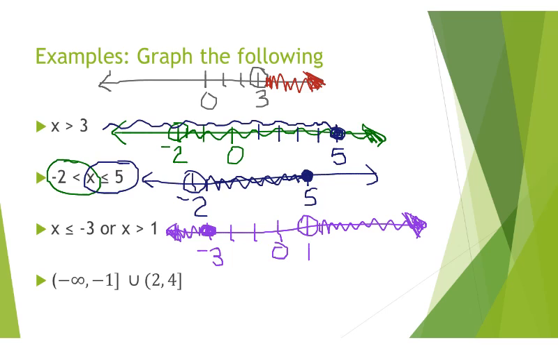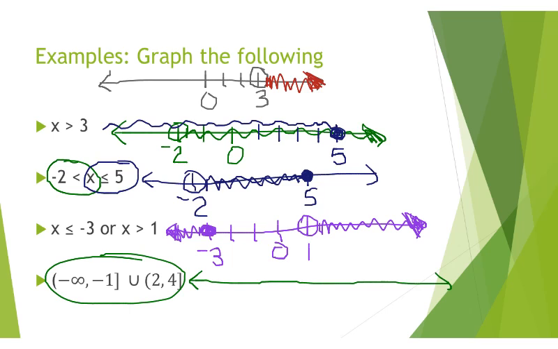And then finally, I have this written as interval notation, and I need to be able to graph that as well. So from -infinity all the way up to and including -1, so all of this, and then from 2 to 4, not including 2, but including 4, and everything between them.